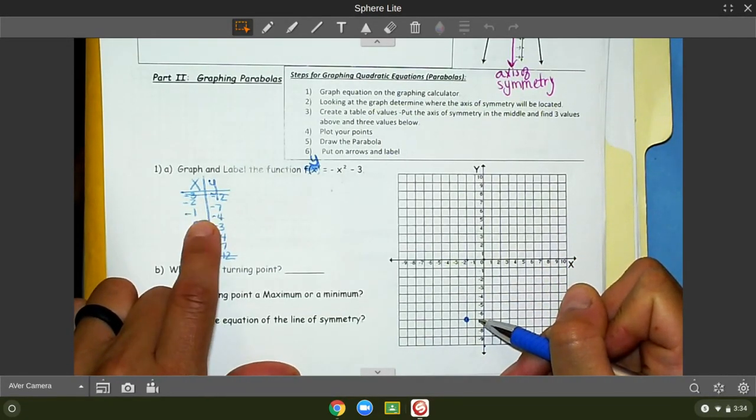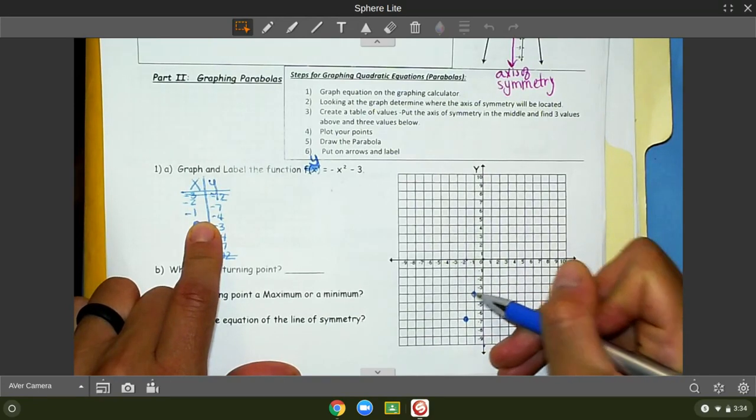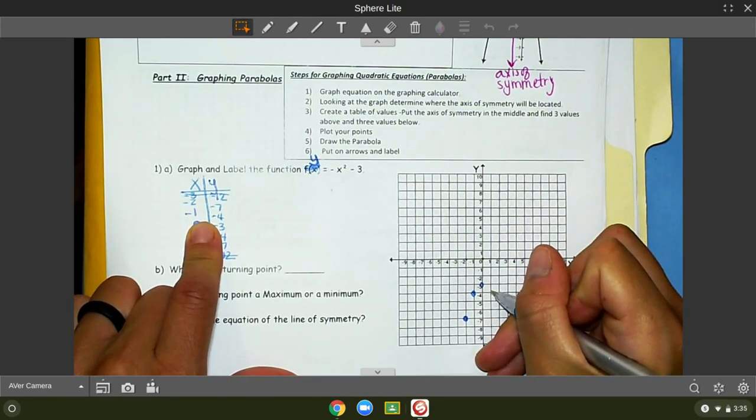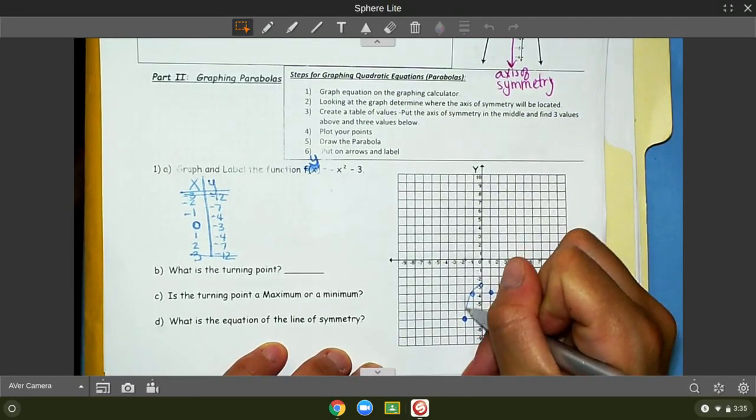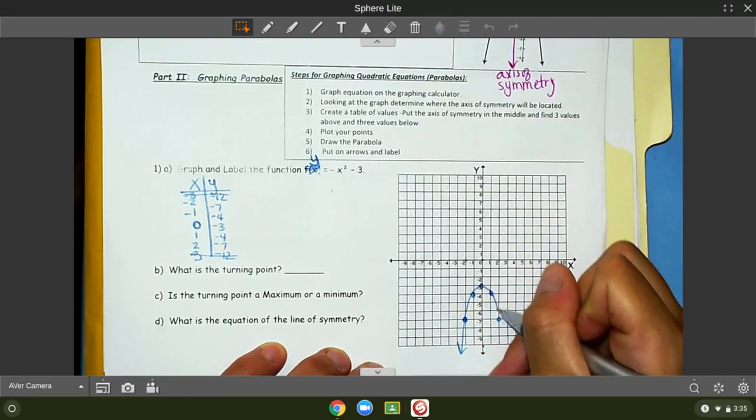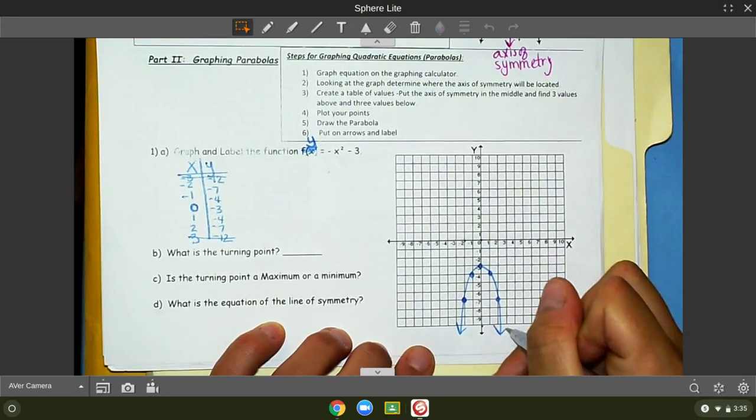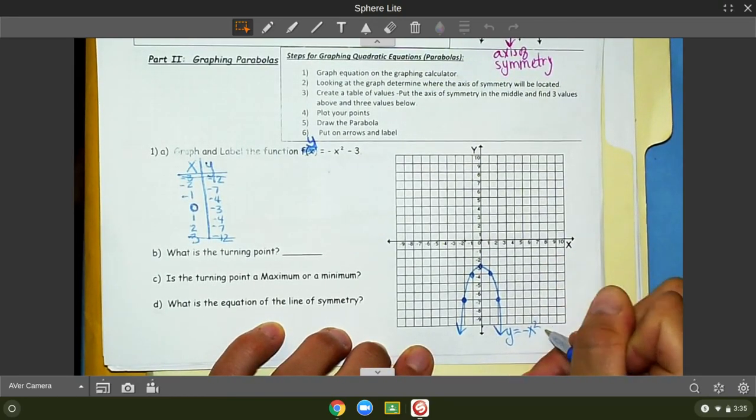Oh, -2, -1, -4, 0, -3, 1, -4, and 2, -7. And then we can draw our U shape. And this is y equals -x squared minus 3.